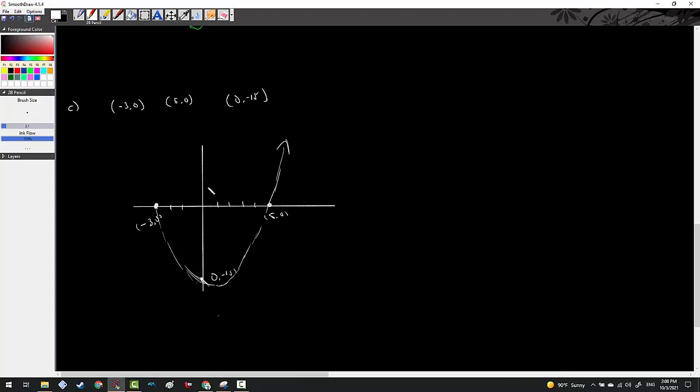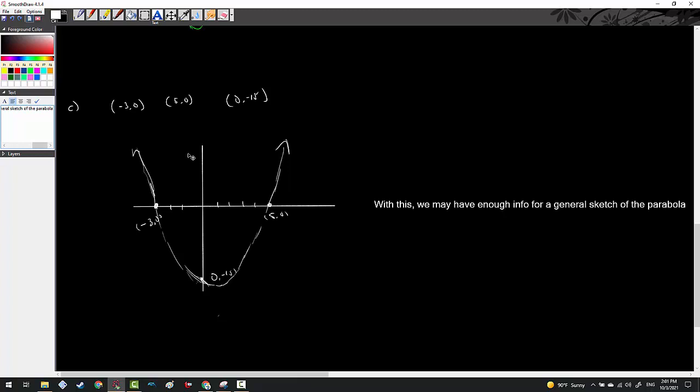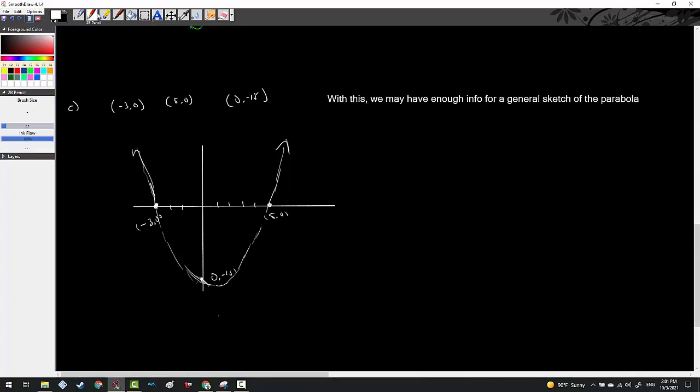We know that the parabola is going to be symmetrical like that. So I think we have a general knowledge of what the parabola is going to look like. We know that it's going to be upward facing. The reason why is because there's no reason why a parabola would go downward facing and all of a sudden double back and hit the y-intercept like that. And so I feel like this one, generally speaking, could be assumed upward facing. So yes, with this, we may have enough info for a general sketch of the parabola. So what this problem is trying to get us to understand is that we would need at least 3 points in order to graph a parabola effectively.